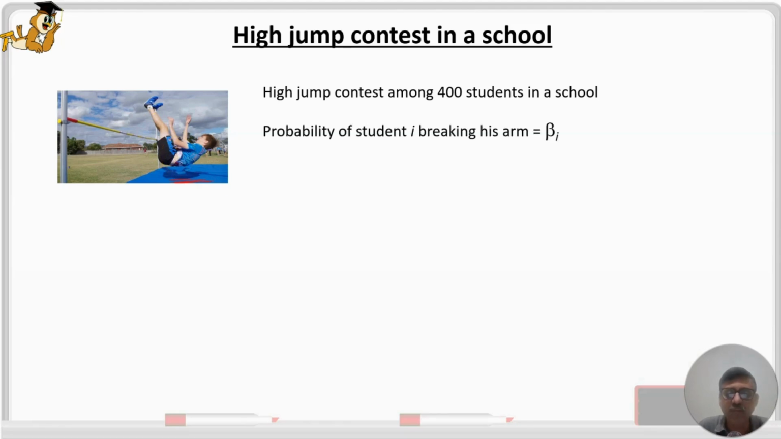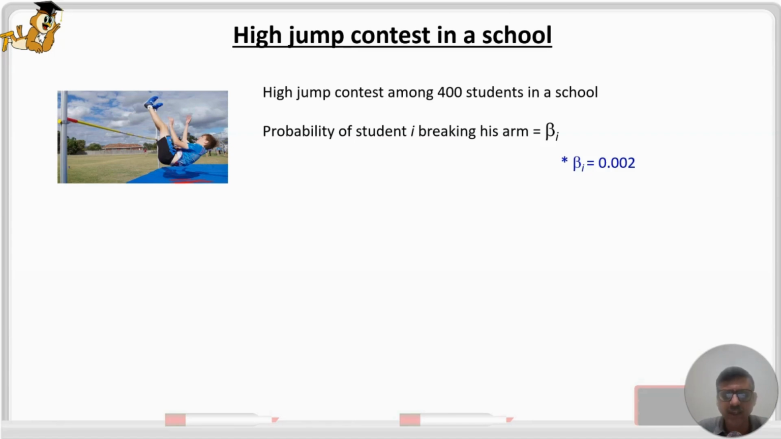The probability of student I breaking his arm is, let us say, beta I. Now, each of these students is going to jump, and I want to think about a bad event, and clearly a student breaking his arm would be a bad event. And I am saying that the probability of a particular student I breaking his arm after he jumps is, let us say, beta of I. Now, let's say this beta of I was a small number. Let us say 2 in 1,000, 0.002. A pretty small number.